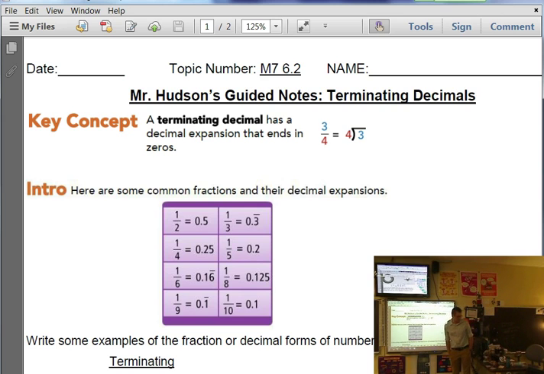What does it mean for something to terminate? To terminate. So I had that picture of the Terminator up there, Arnold Schwarzenegger. CJ, what's it mean to terminate? Okay.